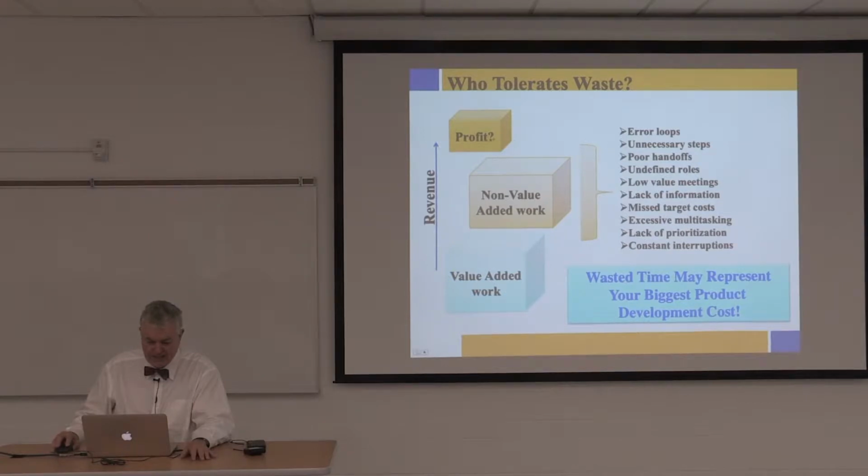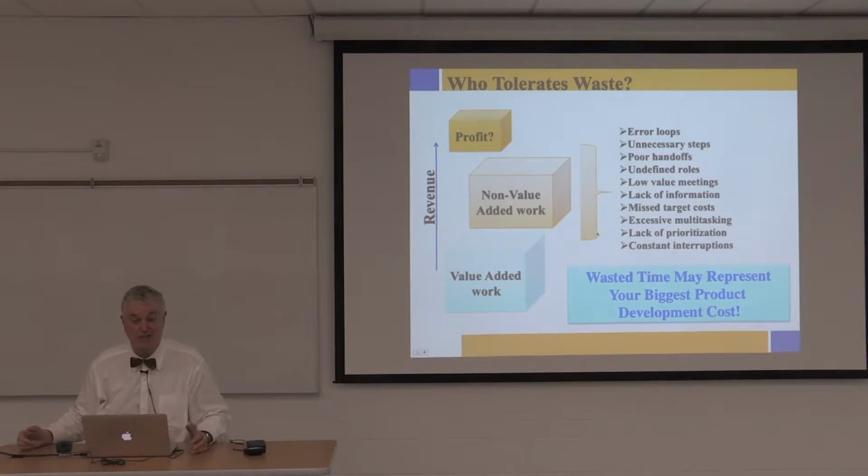Who tolerates waste? Well, profit, non-value added work, value added work. So the value added work leads to the profit, but the non-value added work: error loops, going back and having to redo it, unnecessary wasted steps and meetings, poor handoffs from one department to another or one process to another, undefined roles. I thought that was my role, but he said it's his role. We're both doing the same calculations. Why is that? Low value meetings, lack of information. In other words, there's no visibility.